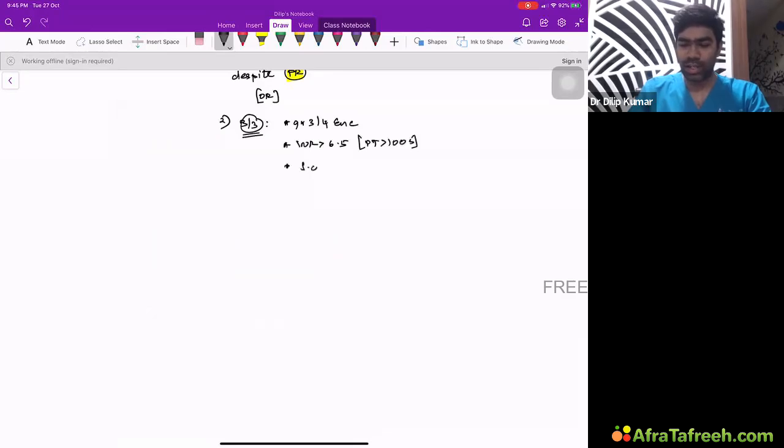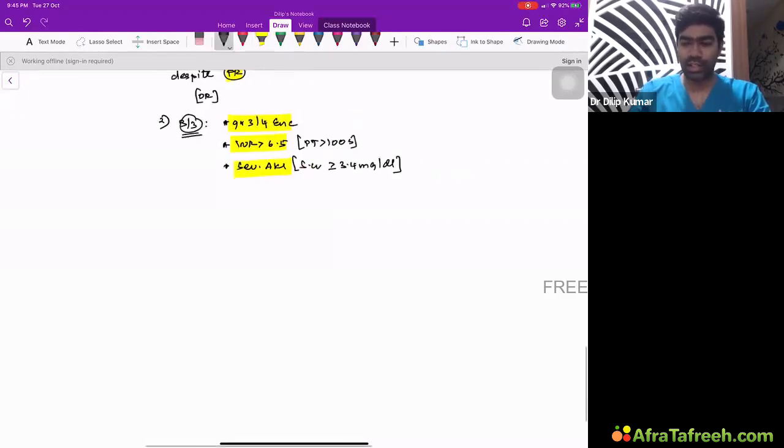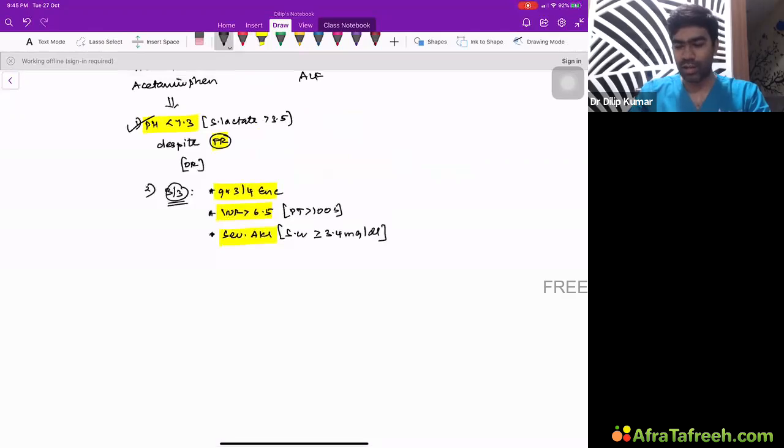the patient is having AKI, severe AKI, especially evidenced by serum creatinine more than or equal to 3.4 milligrams per deciliter. So all three, if it is there. So grade 3 encephalopathy, INR more than 6.5, severe AKI, all these three are there. Then in this setting, you can think about a liver transplantation.